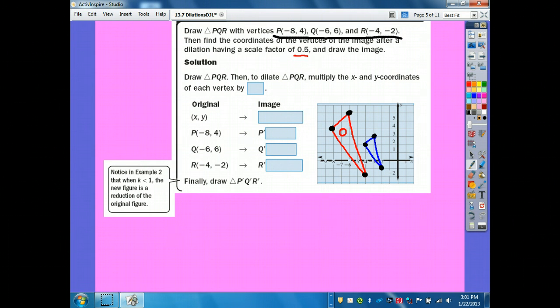Okay, so now we got the original. Now we need to come up with our new ordered pairs. What do I get for my new and improved dilated letter P? Sarah, what do I get for this one? Now our scale factor is 0.5, which is also the same as dividing it by 2. So what do I end up with here? -4 and 2. What do I get here?